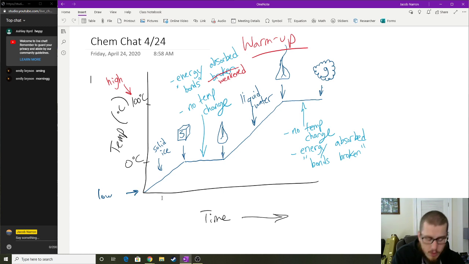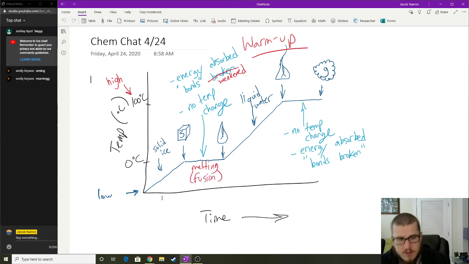When you go from solid to liquid, hopefully you know that's melting, which annoyingly in chemistry is also called fusion. I don't know why.